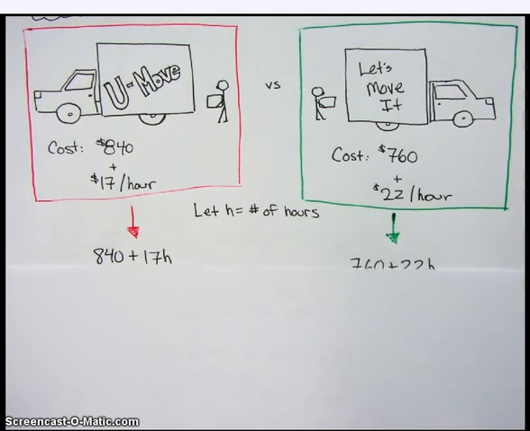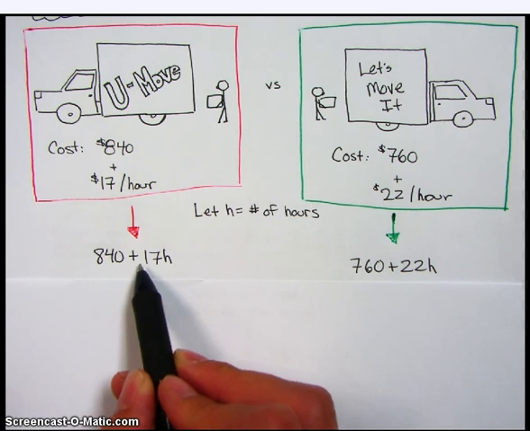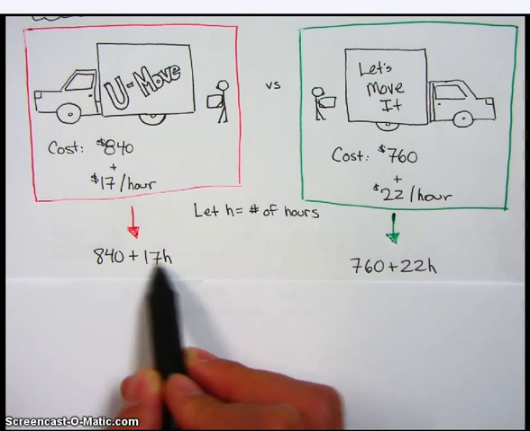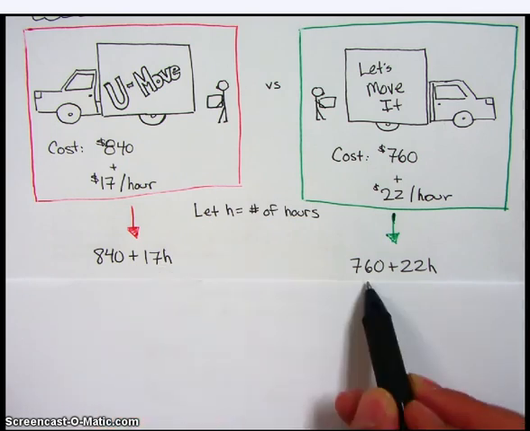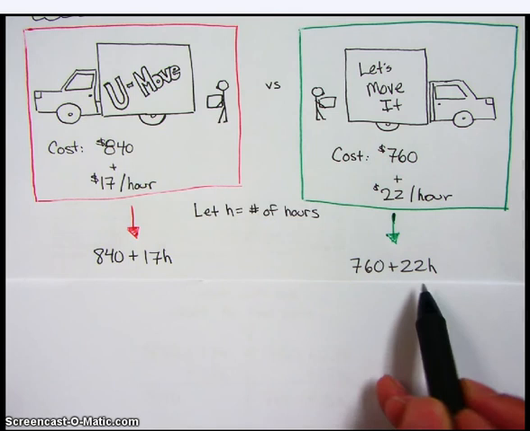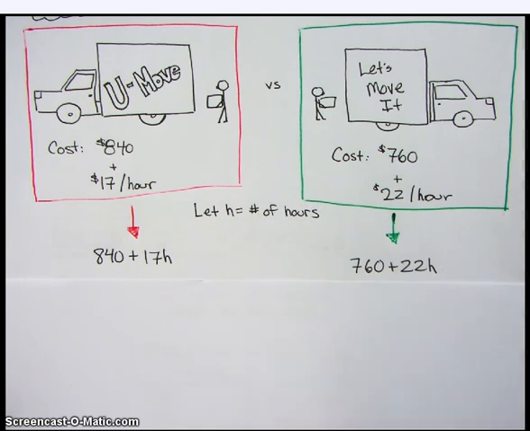Let's move this down here. I have this scenario: 840 no matter what, plus $17 per hour. So that gets the h. On this side, 760 plus 22h. That represents the scenarios above.